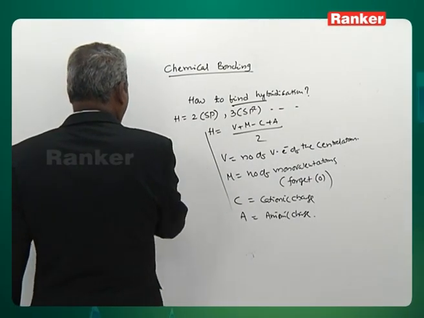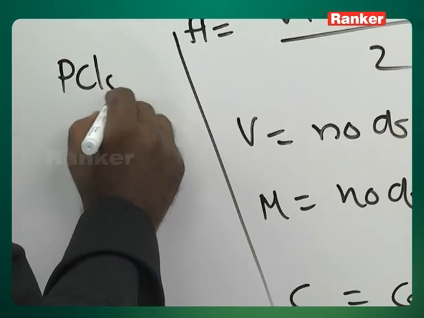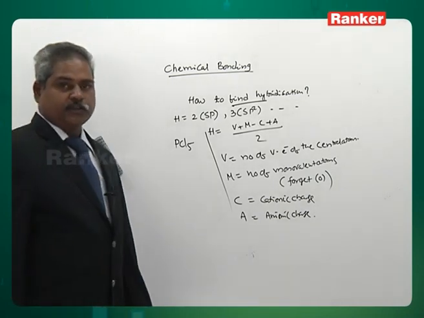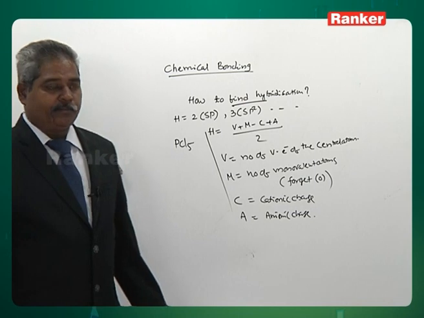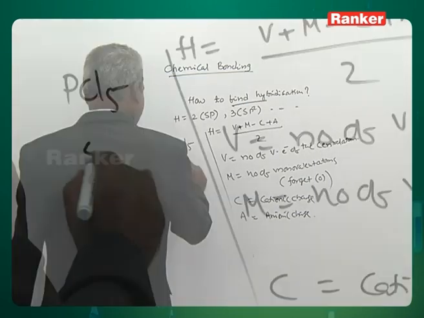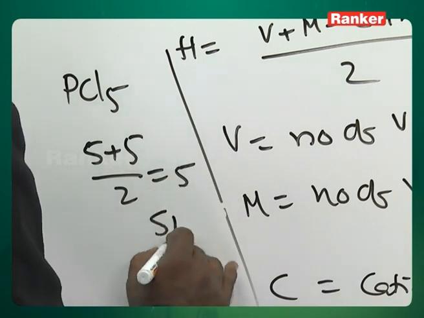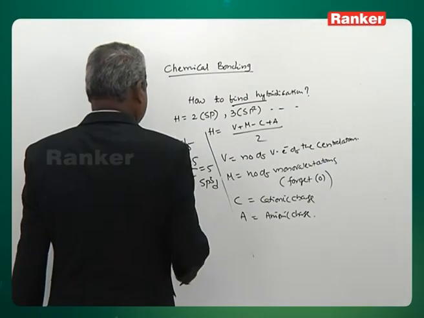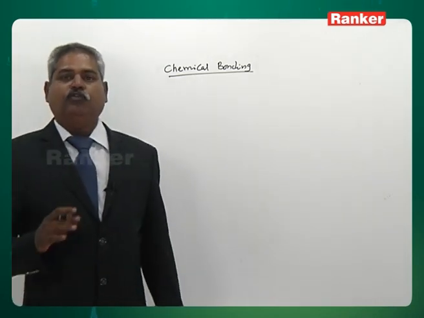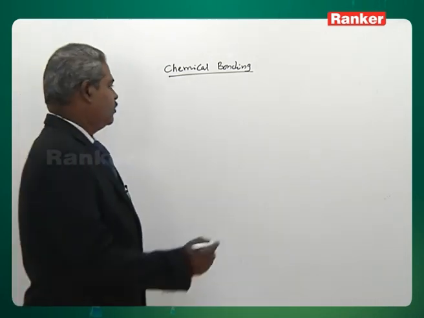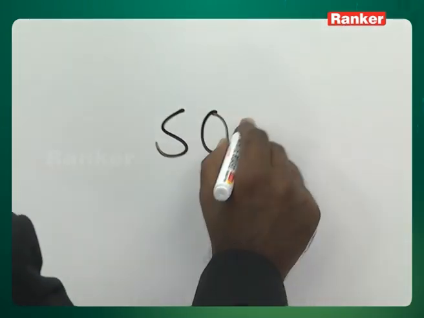Now, PCl5, phosphorus. You should know that phosphorus belongs to the 5th group. The group number is extremely important. (5 plus 5) by 2 is 5, sp3d. So, one big hurdle, how to find the hybridization of any molecule. You can apply this in any number of examples.